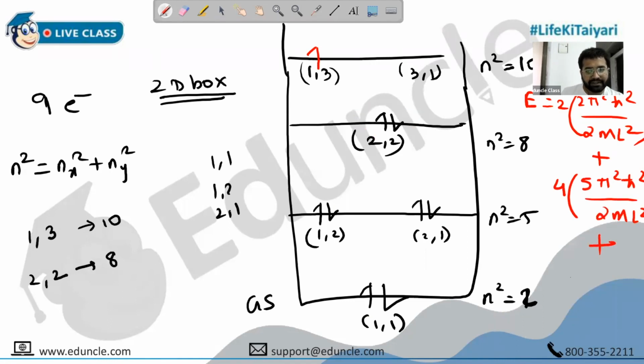Then I have got 2 more electrons, n square pi square h square upon 2 m l square. N square is 8 this time. So 8 pi square h square upon 2 m l square. And then we have got 1 electron and n square is 10, so 10 pi square h square upon 2 m l square. Are you with me, people? Yes, sir. Good. Please ask me if you have any questions. Do not hesitate. All the 11 of you who are present right now.